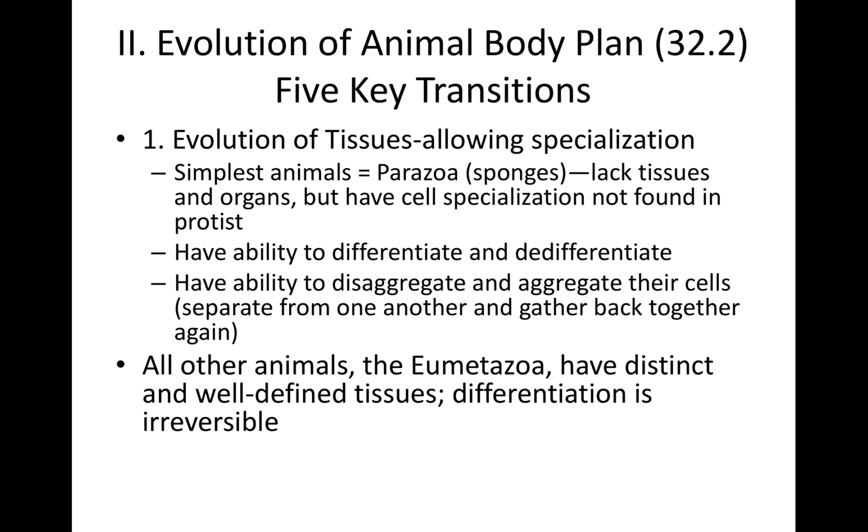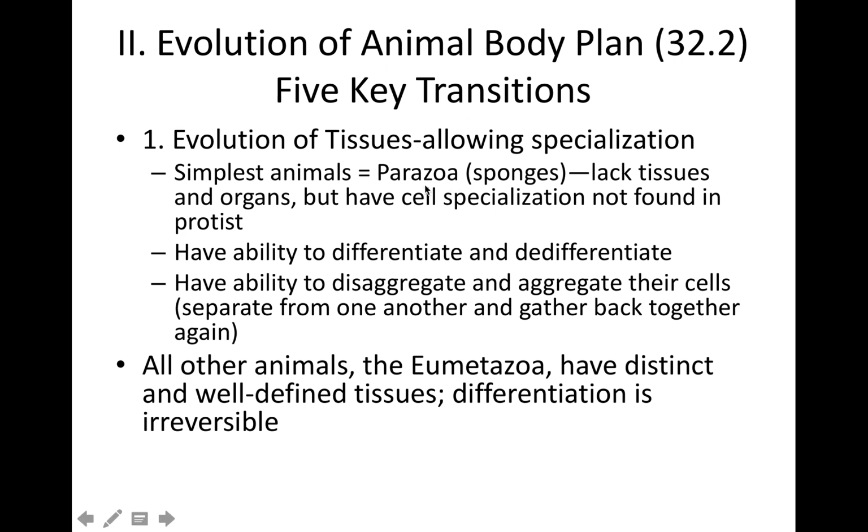Okay, so the evolution of the body plan: basically five key transitions. First off, evolution of tissues. This allows for that specialization to occur. Because if you just have one cell, that cell carries out all the functions for that organism if it's unicellular. But now we are going to be multicellular, which means we're made of many cells, and each cell might carry out a specific job.